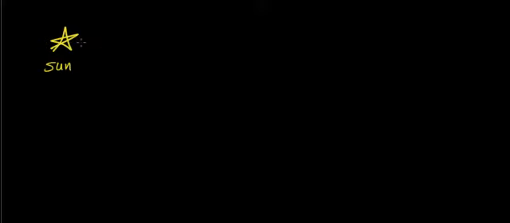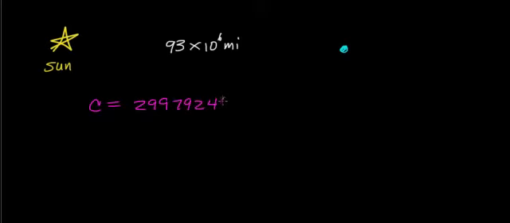In this session, we're going to figure out how long it takes for light to travel through space and reach us here on this pale blue dot known as Earth. Now we know the distance between the Earth and the Sun is about 93 million miles, or 93 times 10 to the 6th miles. We also know that the speed of light is exactly equal to 299,792,458 meters per second. But you never usually see it written out like that. It's about 3 times 10 to the 8th meters per second.